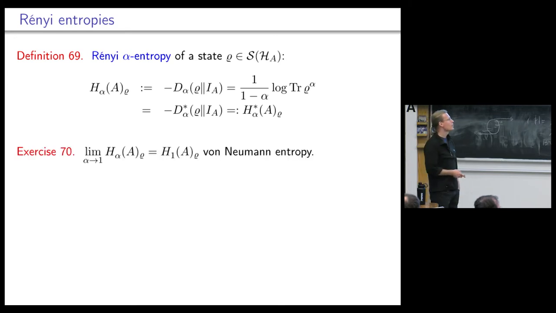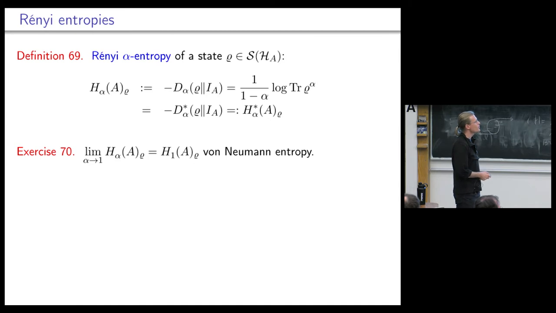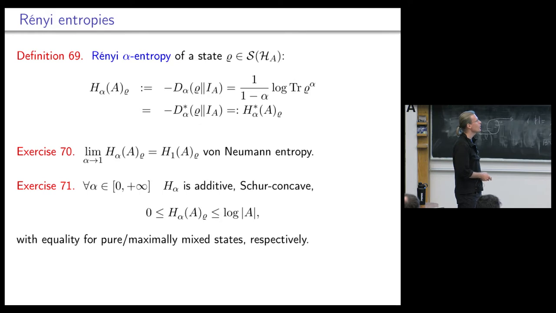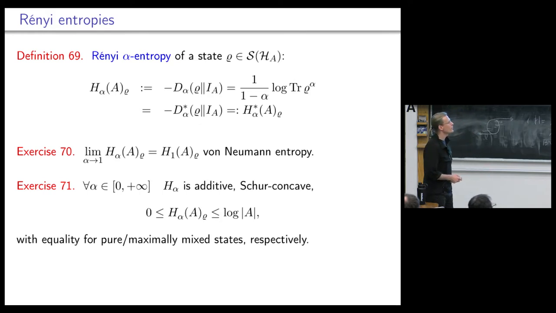Okay? So these are the Rényi entropies. And again, it's easy to see that in the alpha goes to one limit, they give the von Neumann entropy. Again, it is easy to verify that they are additive. It follows from this formula. They are Schur concave. They satisfy this nice normalization relation. Zero on pure states, maximal value on maximally mixed states, so it has everything that we might ask from an entropy function.